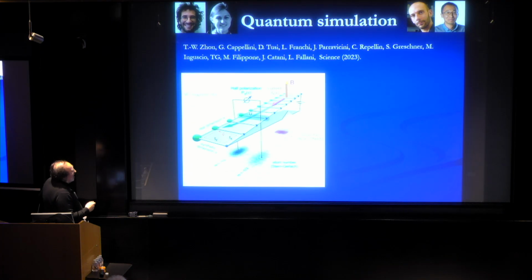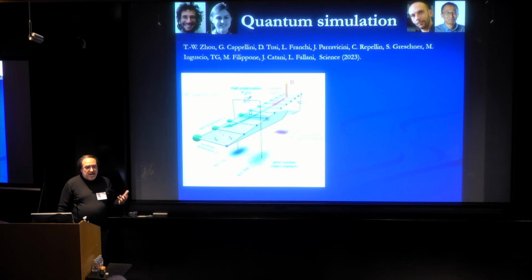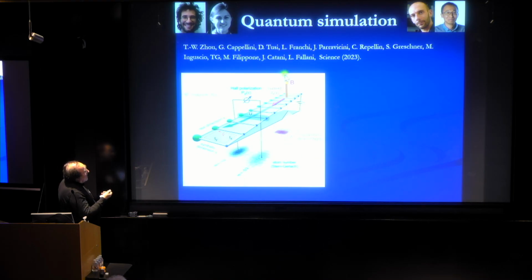So this is the same system that I showed you before, the 2015 experiment, except this time they control the interactions, essentially by squeezing the system. And this is the artistic view of the ladder, where you have the artificial gauge field, which corresponds to a magnetic field. Then they give a kick to the system. The kick gives a Lorentz force, and the Lorentz force accumulates particles here. So this is the artistic view.